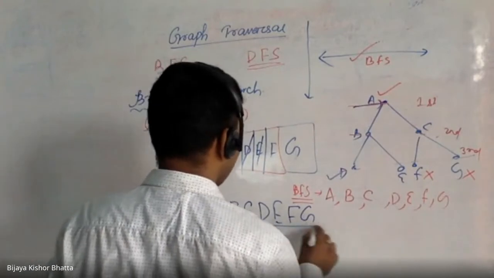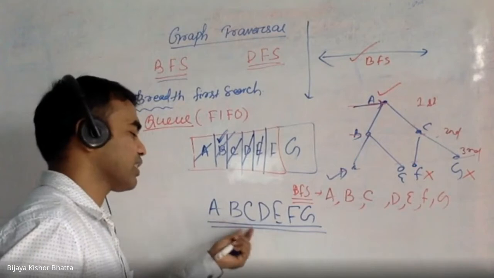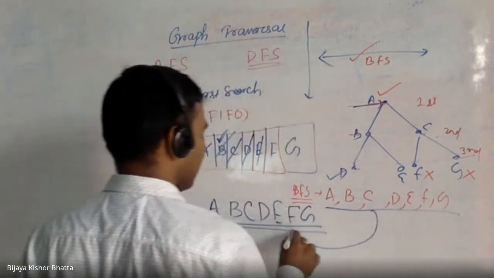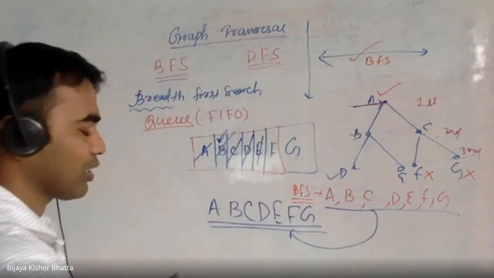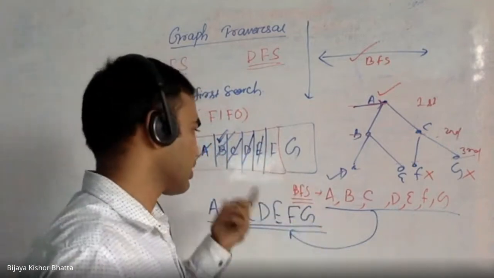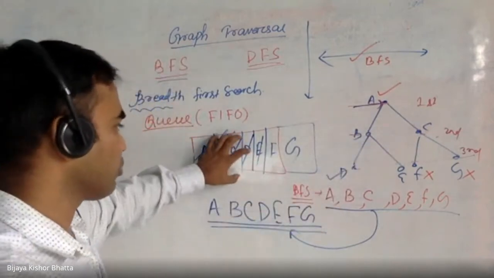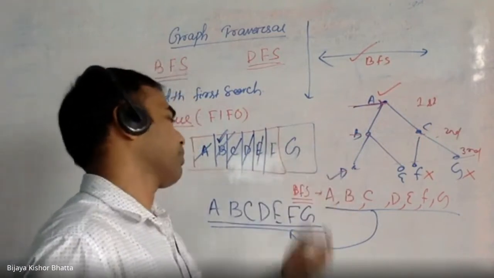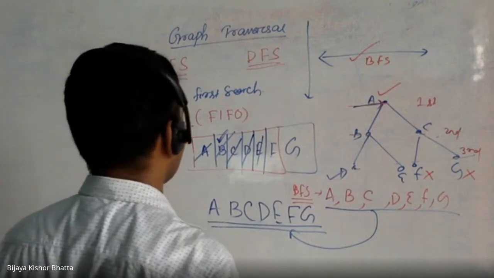After doing all these steps, I got the final output, which is A, B, C, D, E, F, G. This is the same, right? This was without using Q. This is just the formal algorithm. You can take a Q and keep on adding the adjacency vertices of A, whether from the adjacency list or adjacency matrix, into the queue, take out whoever is at the front, and if there is anything new, just keep appending. That is the complete algorithm of BFS.